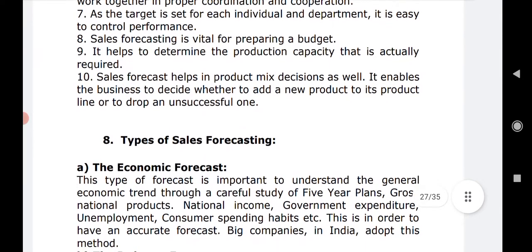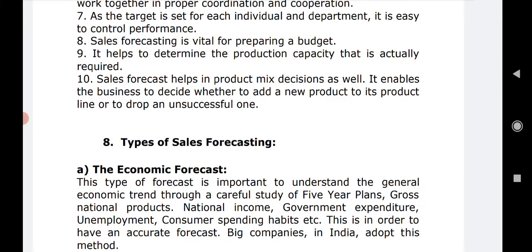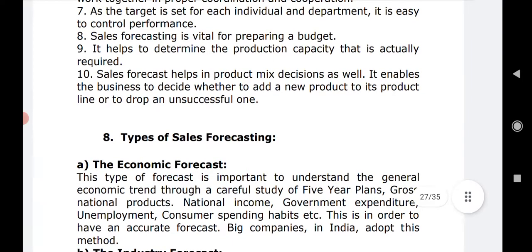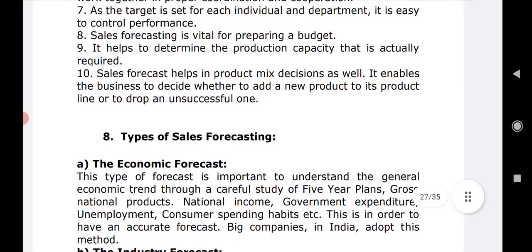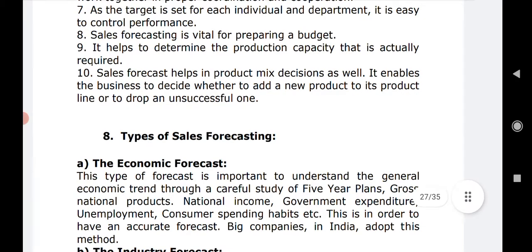Next, sales forecasting is vital even for preparing the budget. So it plays a very crucial role for preparing the budget of the company. Whether it is a small unit or a big one, the budget is always prepared, and sales forecasting plays a very vital role. Next importance is that it helps to decide the production capacity that is actually required. At times, sales forecasting helps you to know that whatever the probable sales is, accordingly are we having the manufacturing capacity or not.